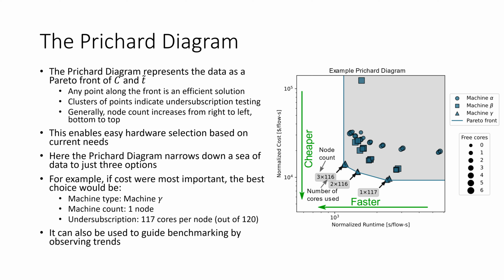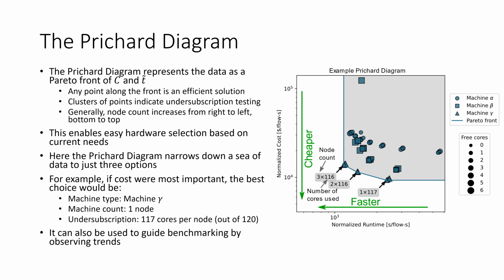You might notice that there are clusters of tightly grouped points. Those are the results of undersubscription testing. So, you're not seeing as dramatic of a change from that as you are from, say, jumping from one node to two, but it is definitely noticeable for most of those points, the difference that undersubscription makes.